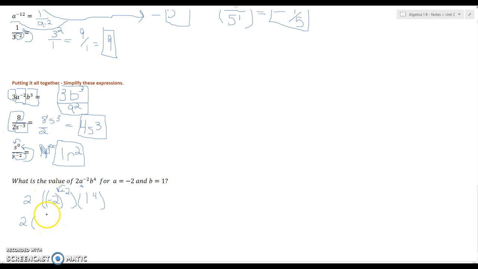to the negative 2. So this becomes 1 over negative 2 squared. And that's in parentheses, which remember makes a big difference. And 1 to the fourth stays outside, so 1 to the fourth means 1 times 1 times 1 times 1, which just means times 1. So we can simplify this. The 2 times the 1 gives me a 2. And then I have times 1 over negative 2 squared, which is 4. So I get 2/4 or 1/2.